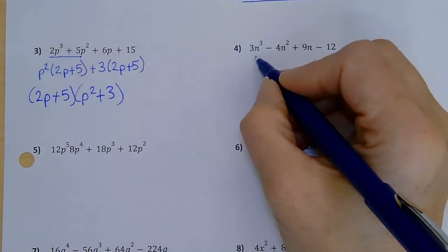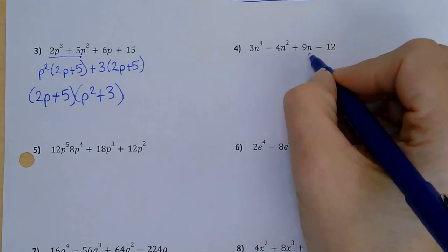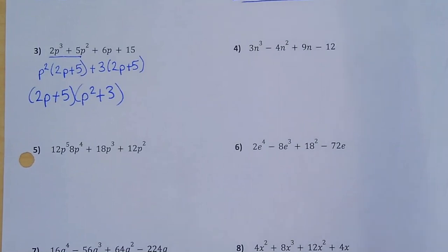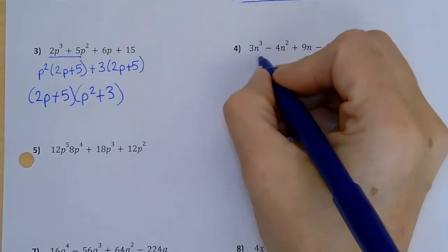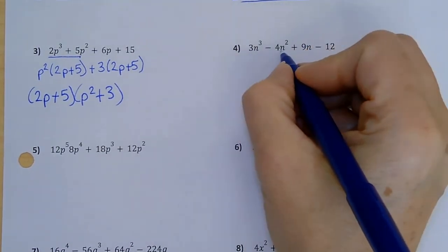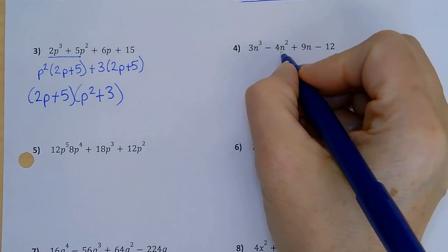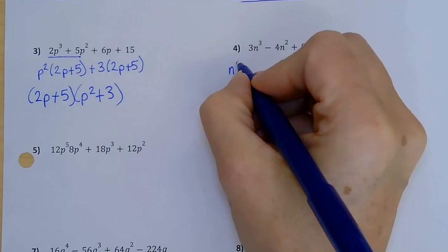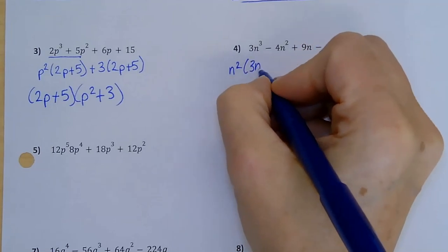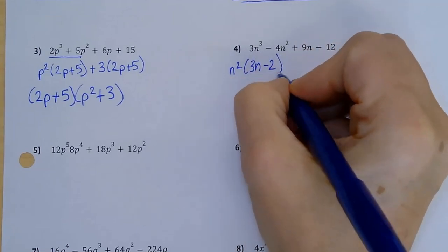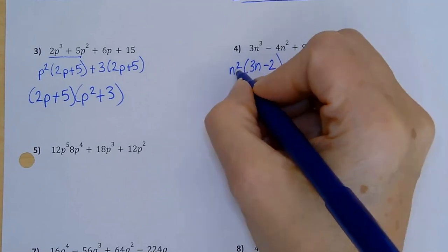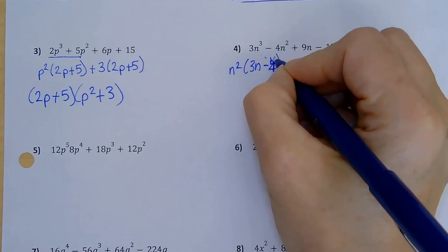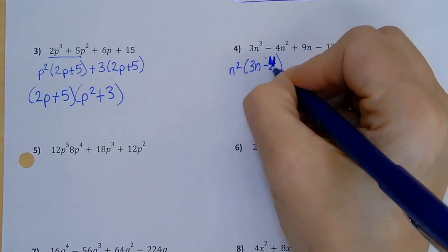Okay. 3n cubed minus 4n squared plus 9n minus 12. I don't see any greatest common factors, okay? But I'm going to break this down, and I'm hoping I do my positives and negatives correctly. Let's see. I'm just going to pull n squared out here, and I'm left with 3n minus 2, right? 4n squared minus n divided by n. Oh, nope, it's 3n minus 4, forgive me.